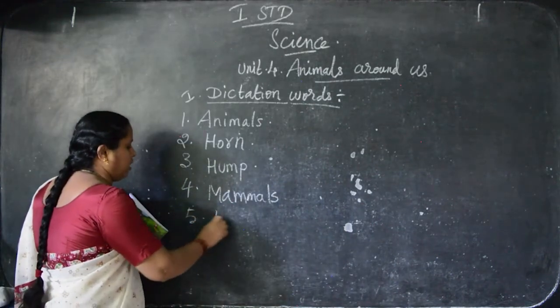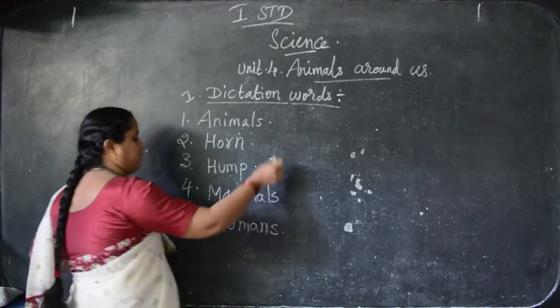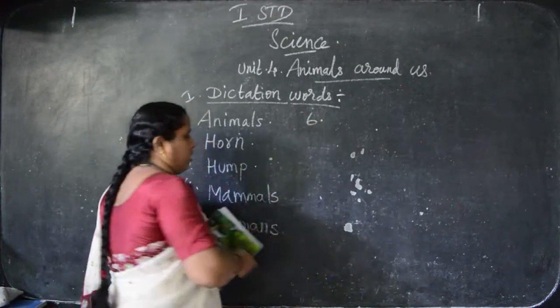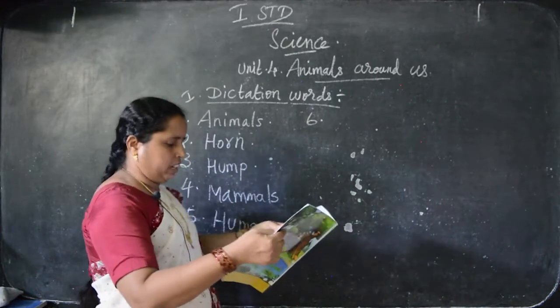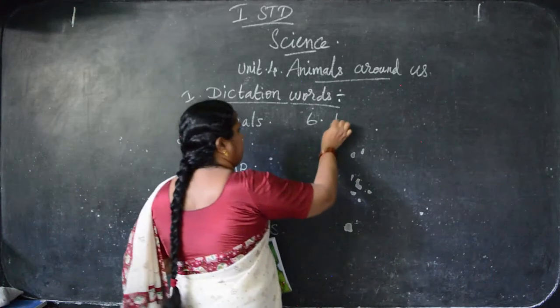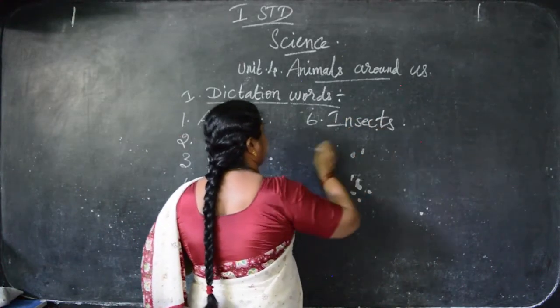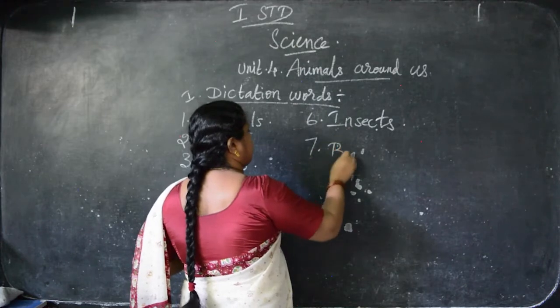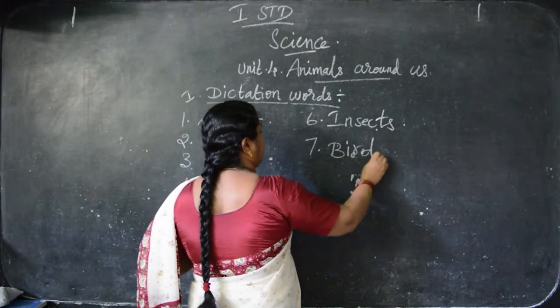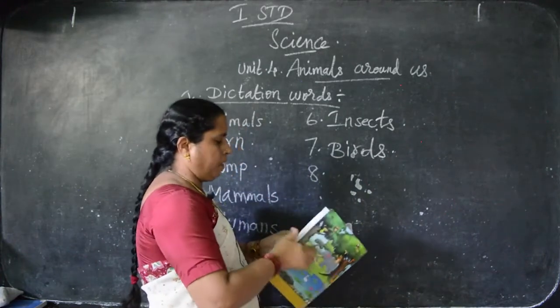Fifth one, humans. H-U-M-A-N-S, humans. Here I am writing the sixth one, insects. I-N-S-E-C-T-S, insects. Seventh, birds. B-I-R-D-S, birds. Eighth one. Have you all writing only, no, children? All must write.